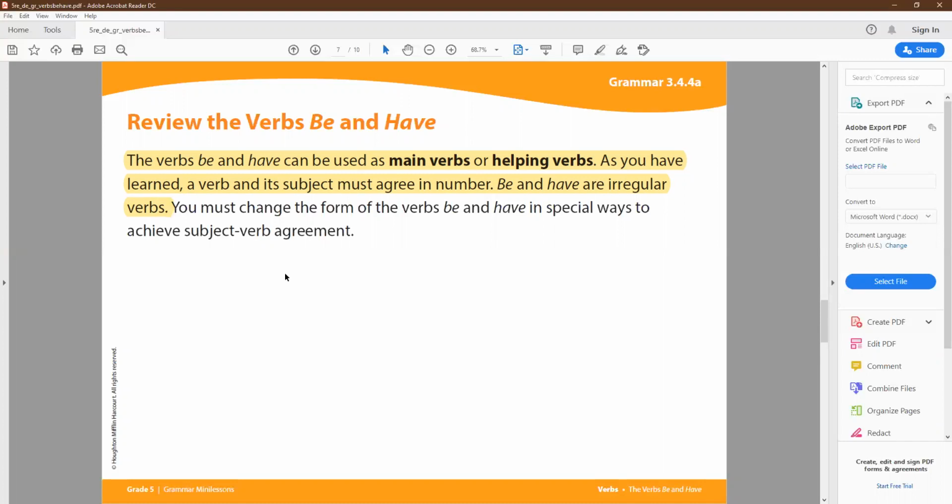And what that means, it must agree in number. Okay, so if you have a singular subject, your verb of be or have must be singular. If it is a plural subject, your verb be or have must be plural. All right, moving on.